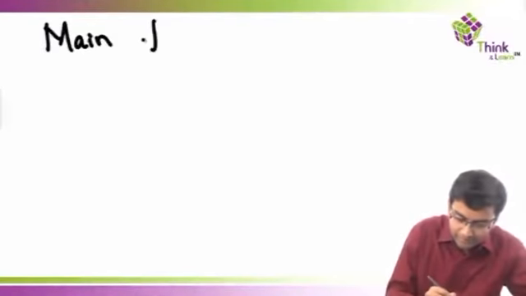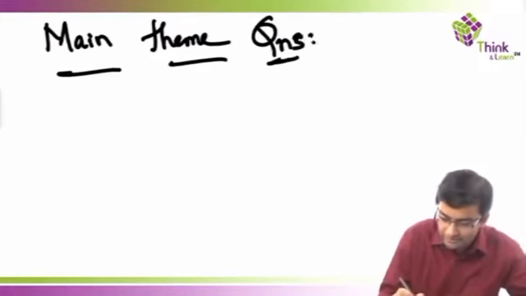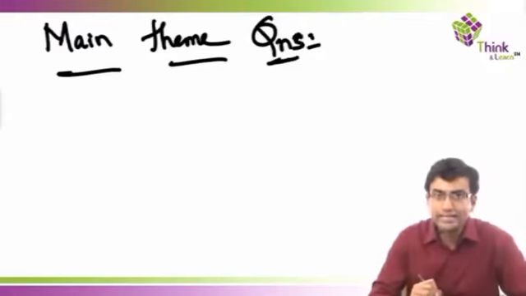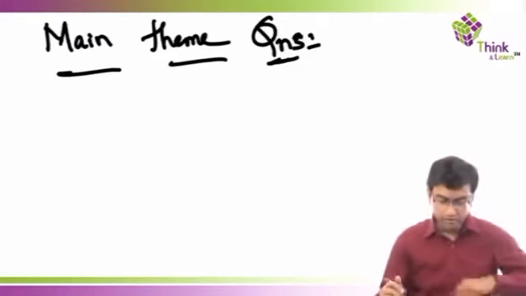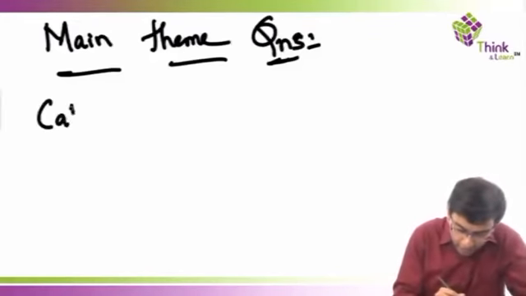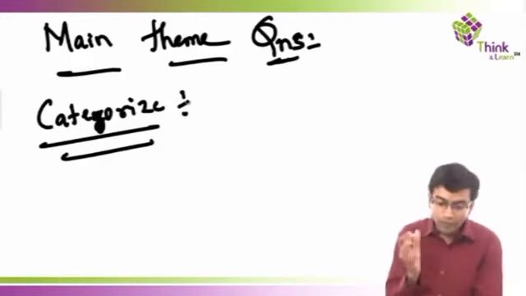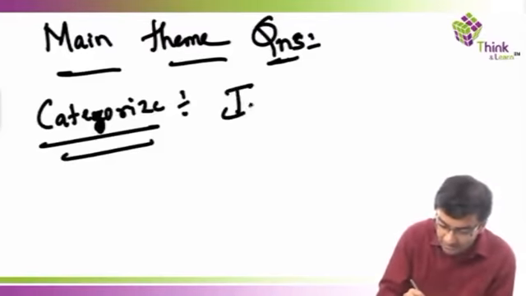So let's start. The first category we're going to discuss is what I call the main theme question. So let's follow the three-step process here. What is step one? Step one is that we should know how to categorize this question, or how to identify that this question is a main theme question.